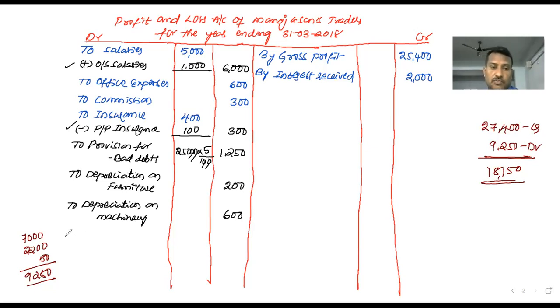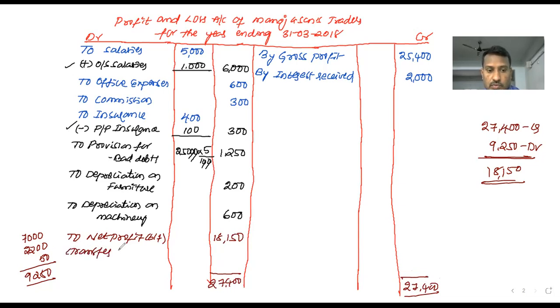So the lesser side is the debit side. Net profit, balancing figure, 18,150. So now the total amount of both sides is 27,400. 27,400. This net profit is transferred to the capital account.